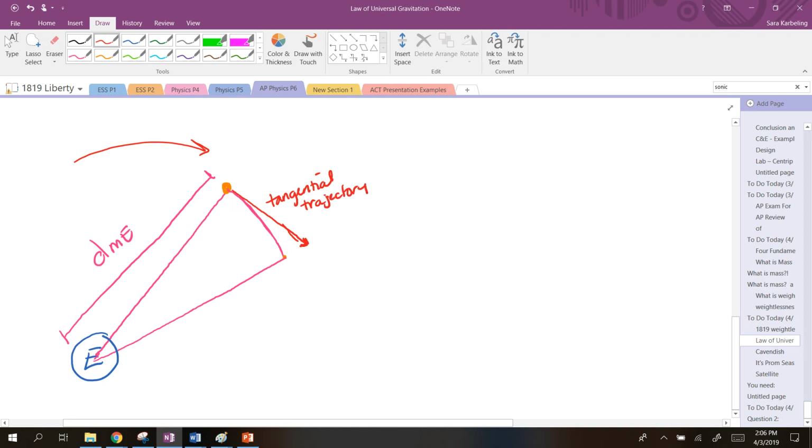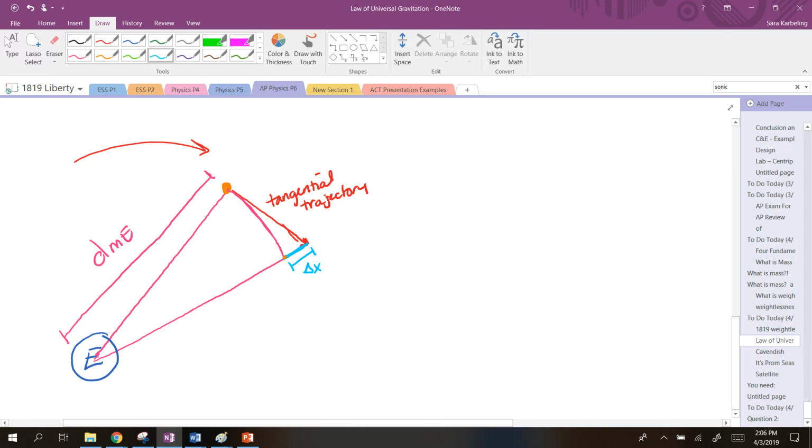So instead of following this tangential trajectory for 24 hours, the moon actually falls a little bit, doesn't it? But it doesn't fall a really long way. It just falls this far. I want to know this distance here. How far is that little distance? I'm going to call this delta x. That's the little piece. That's what I want to know.